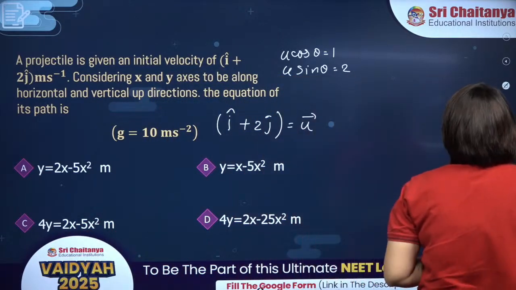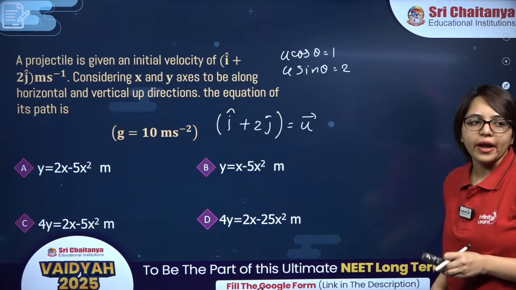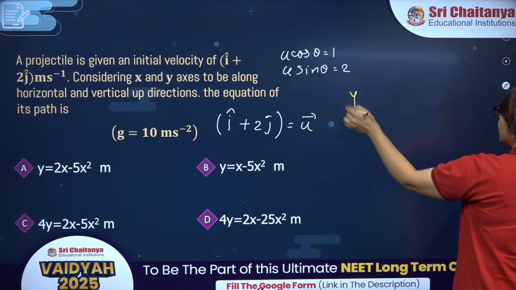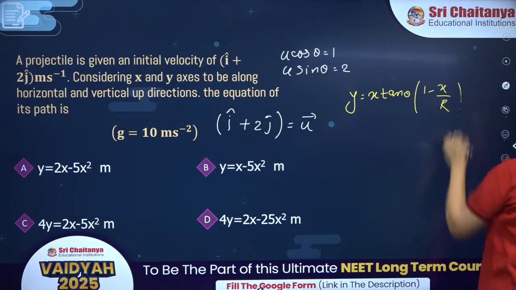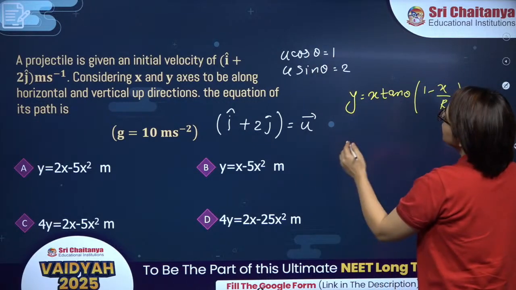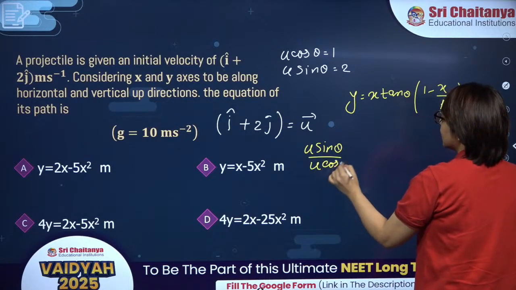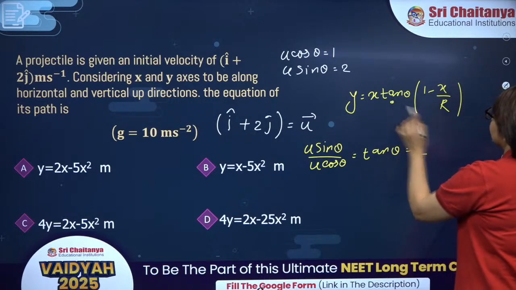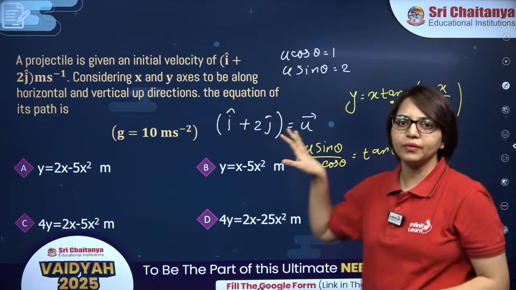You have to find the equation of trajectory over here. I'll give you one short method here. So we have y is equal to x tan theta into 1 minus x by R, where R is the range. If you divide u sin theta by u cos theta, it will be tan theta. Dekho, u sin theta divided by u cos theta will give you tan theta, which is equal to 2. So we have tan theta. Now you have to find the range. This is the equation of trajectory in terms of range.